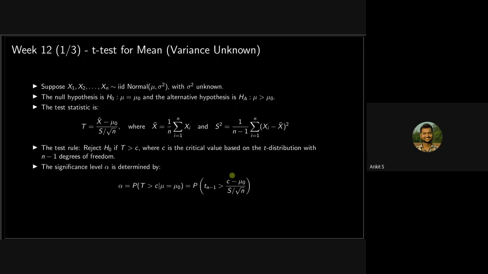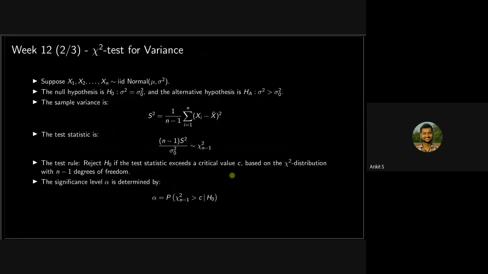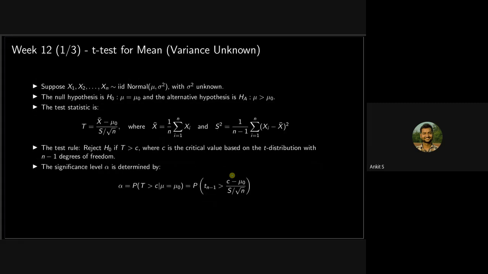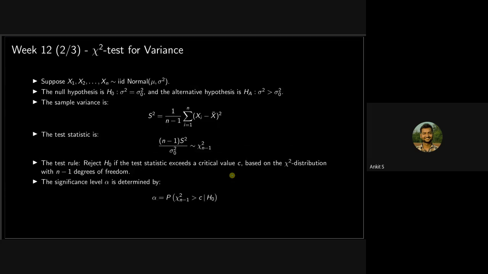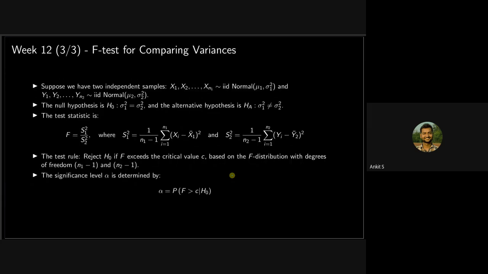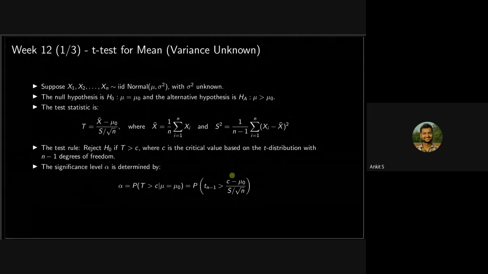Then in week 12 we have some more tests. The three tests are: first the t-test for mean, then the chi-square test for variance, and the f-test for comparing variances. In the z-test, you know the variance but you don't know the mean. But here you are testing for the mean, and you don't know the variance itself. So where do you calculate the variance from? You calculate the sample variance.